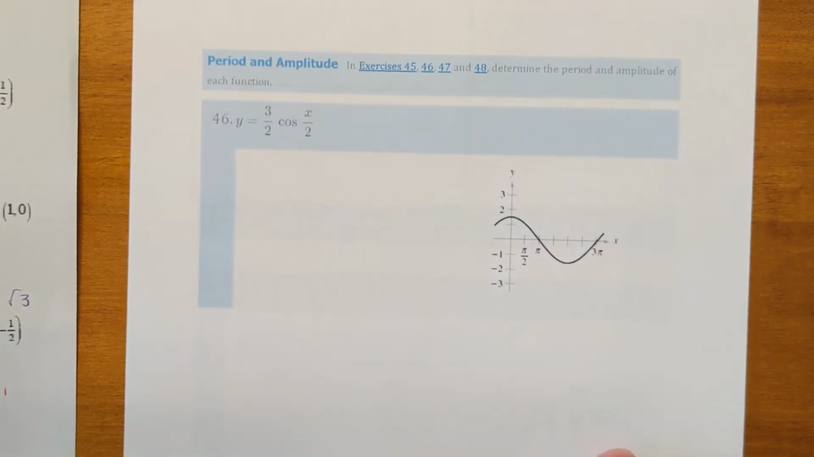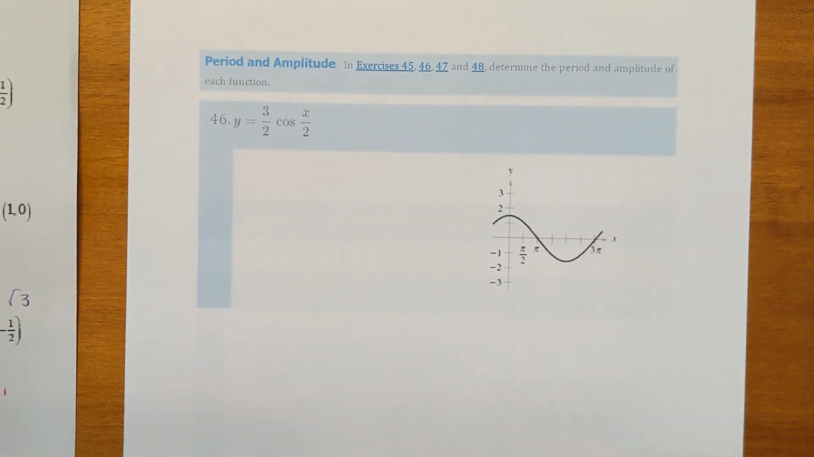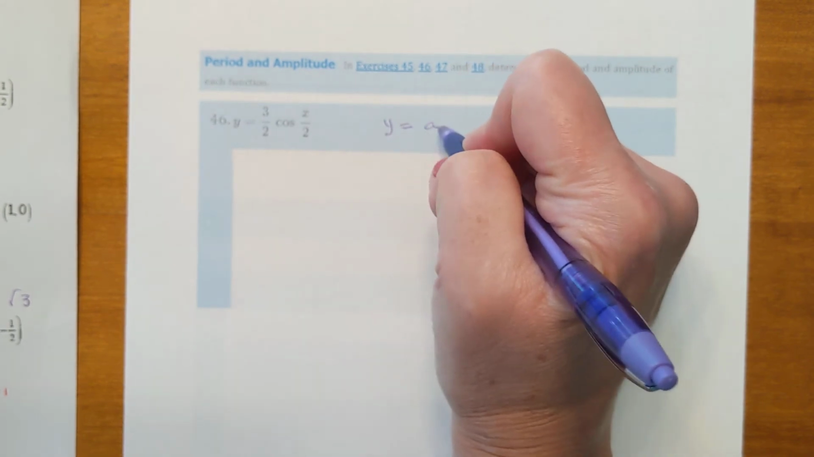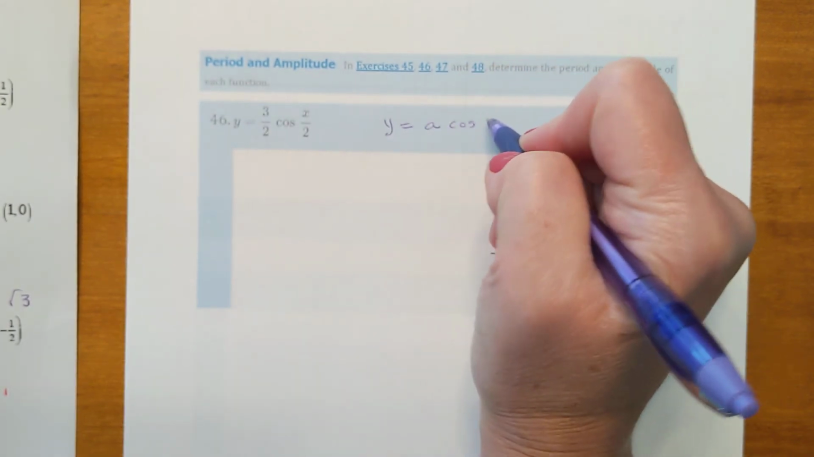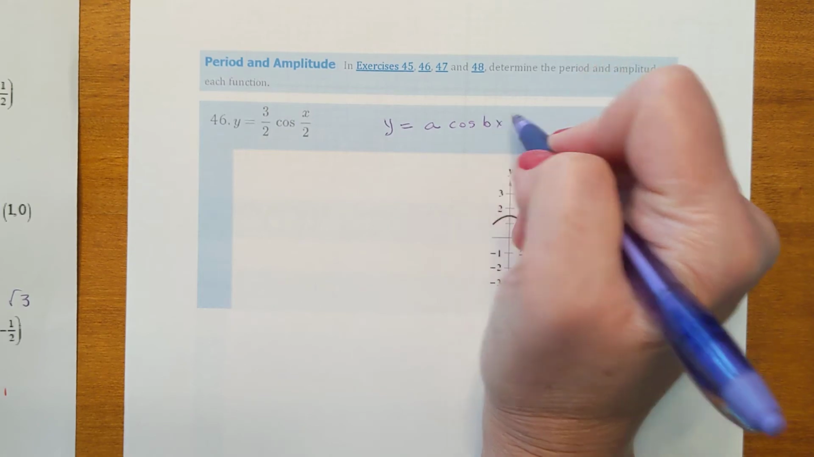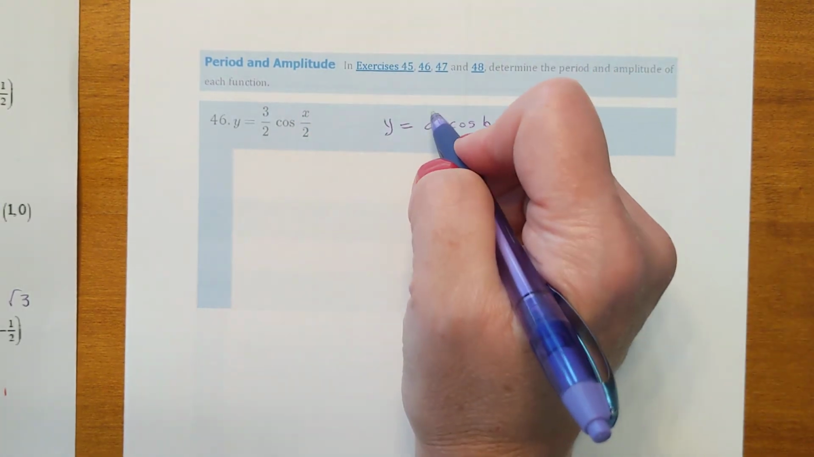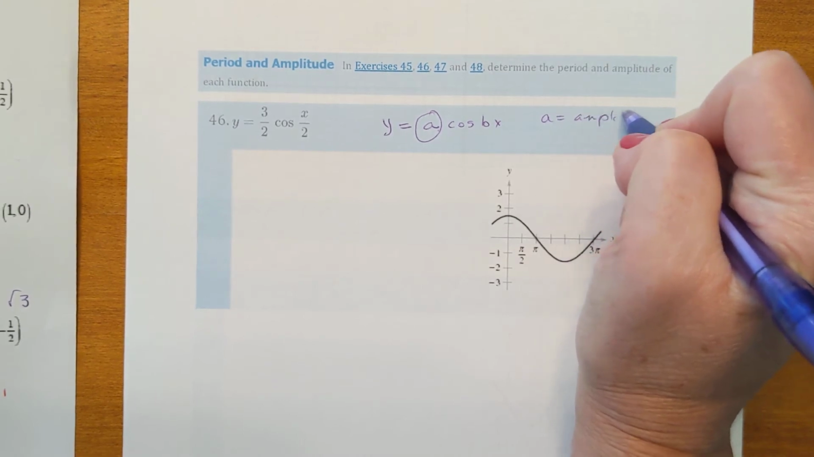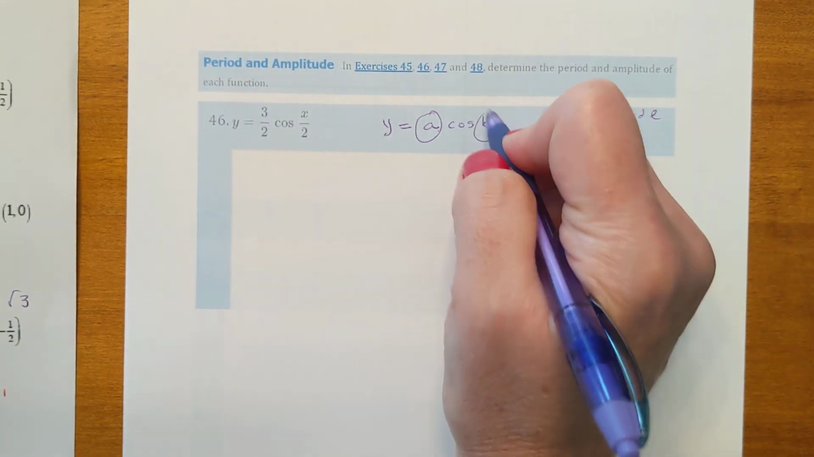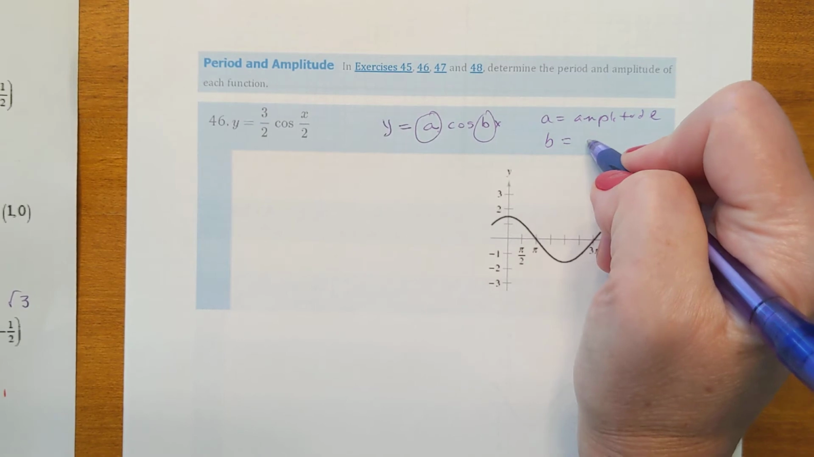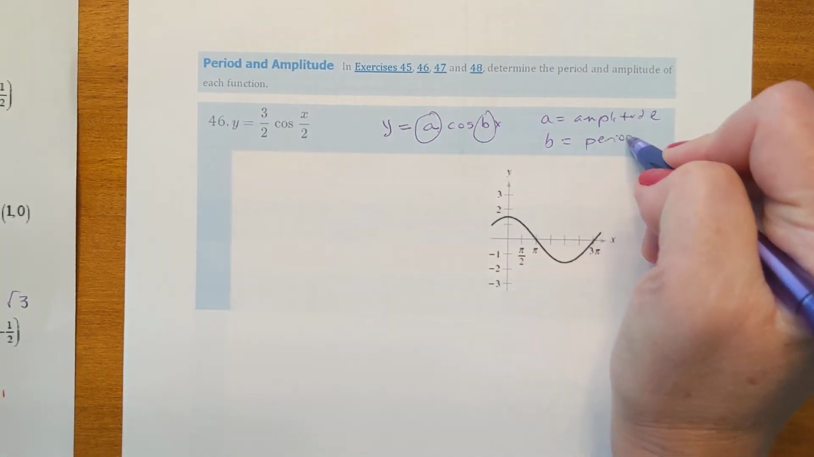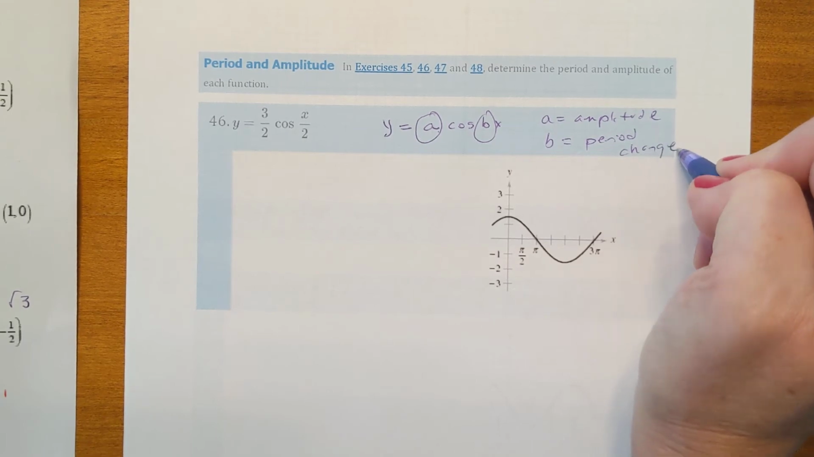Okay, on the next one, we're looking at sine and cosine waves. The basic function for sine and cosine, you put an a in front of the function, and then the cosine of bx is kind of the basic form. So a is the amplitude, and the b affects the period. We'll call it the period change.